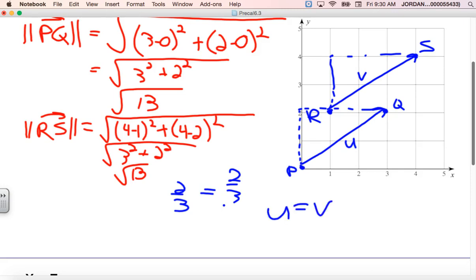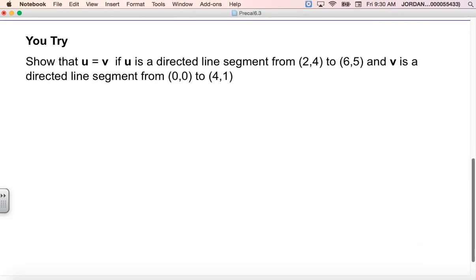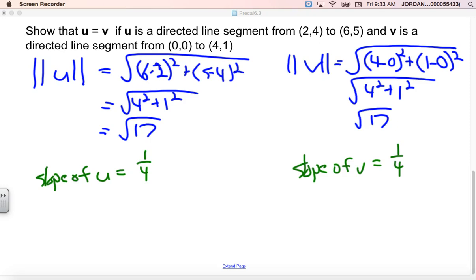Okay? So see if you can do this one down here. Check and see if these are the same directed line, if they're the same vector. All right, so whenever we find the magnitude of vector U and vector V, we get the square root of 17 for both, which shows they've got the same magnitude, or the same length.